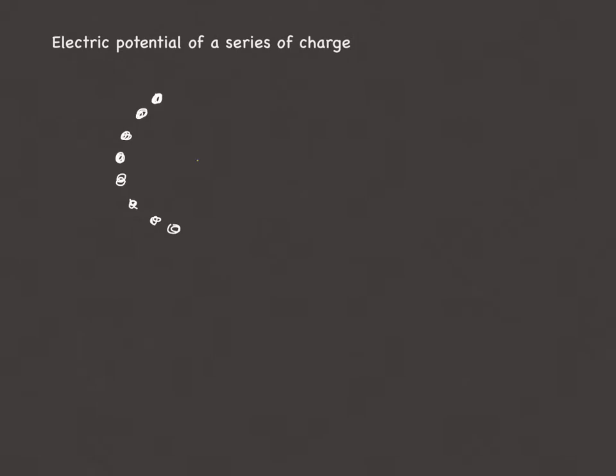Looking for the potential at point P. This arc has a radius of r. Each charge has a value of positive q. So, same idea. This charge right here is a distance r away, has the value of positive q, k is constant. This charge right here, same thing. Value of q, distance r away.